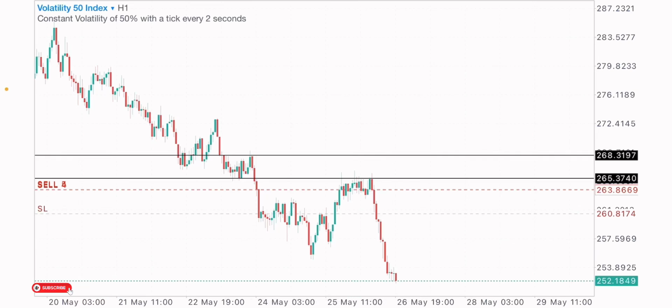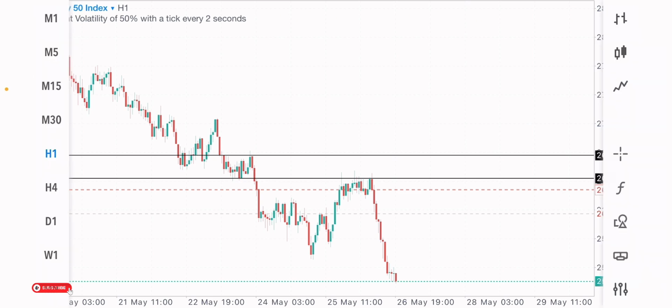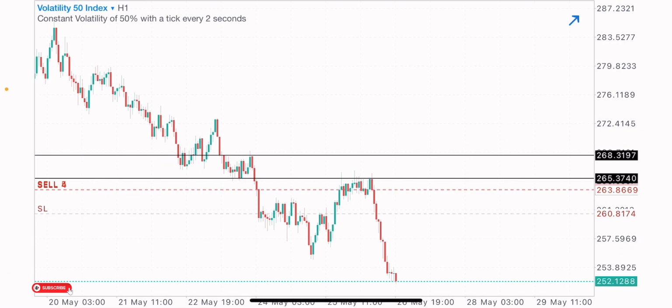What's good, guys? I've not really been active on the chat today, but in the few minutes I spent looking at the chat, I was able to identify this wonderful sell setup on the VIX 50 index.